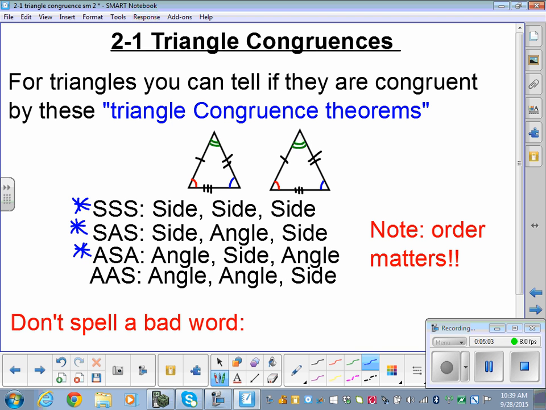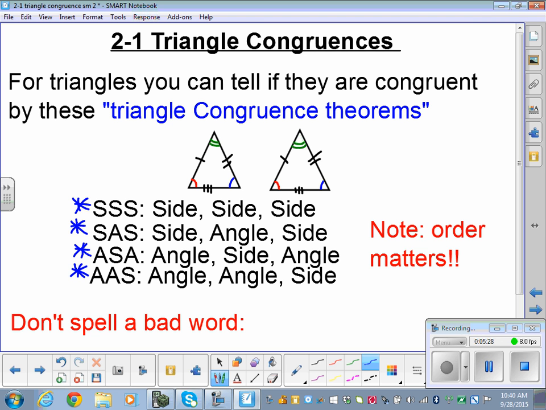So you'll be given an angle, then a side, then an angle. And if the two triangles have that same order and those same angles in that order, then you'll use angle, side, angle. And then there's also angle, angle, side. So if you have two angles in order and then a side, and that's the same on two triangles, then you know for sure that those triangles are congruent. Now these are the only 4 technical congruence theorems.